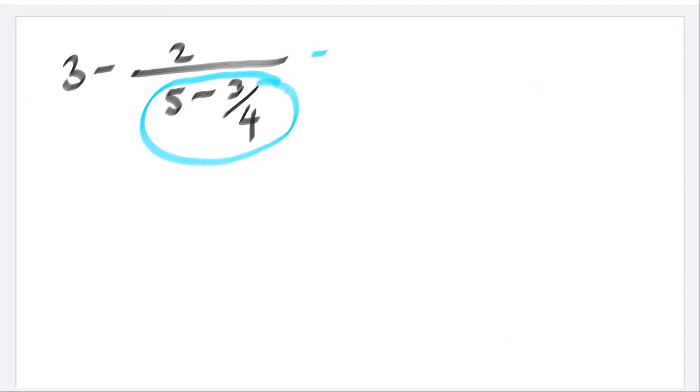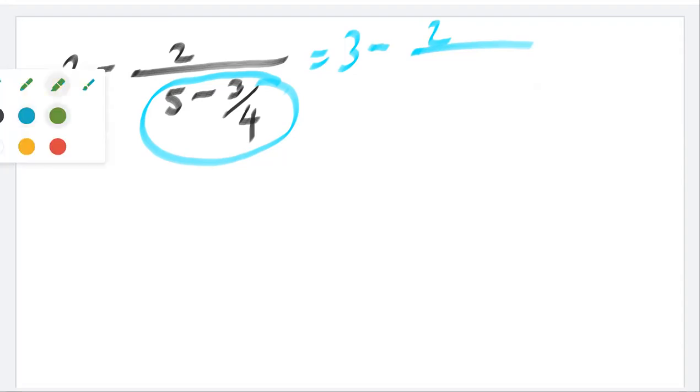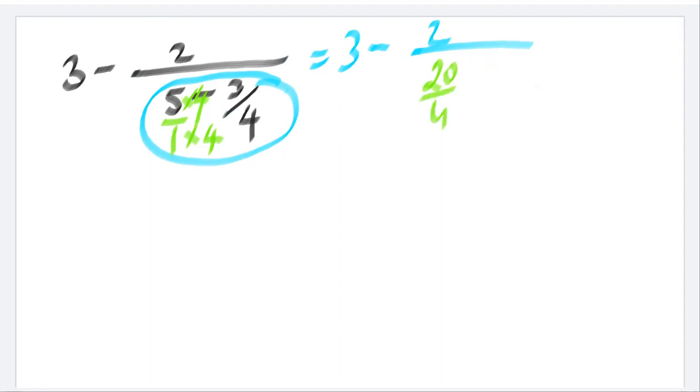Okay, for this question, again, we do the same thing. We start with the bottom. Let's write the remaining parts. So to do this, remember what we can do. We change our number into a fraction and multiply both sides by the denominator of the opposite one, so we can make the bottoms equal. This is 20 over 4 minus 3 over 4.